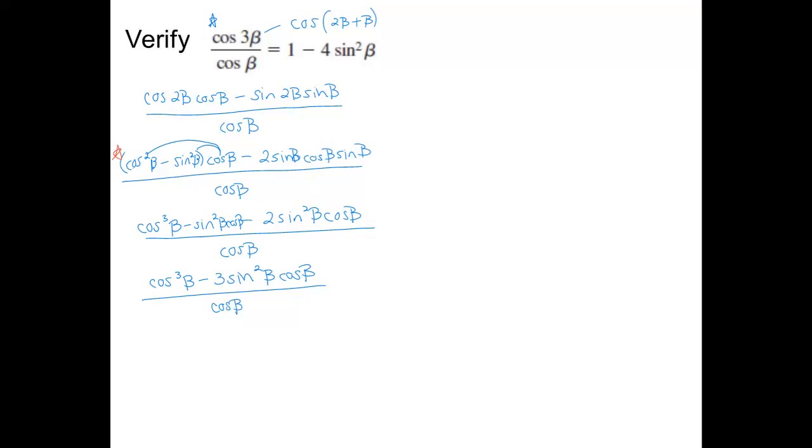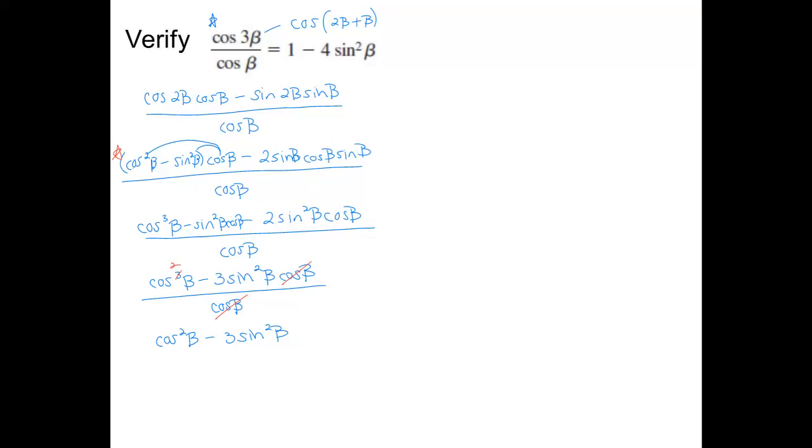So what I can do now is, because both terms in the numerator have a cosine of beta, I'm going to cross this one out and make that a squared, and I can cross this out as well. So I took one away. I basically took out a GCF of cosine beta. From here, let's rewrite this. We've got cosine squared of beta minus 3 sine squared of beta. That's what we're left with at this point.